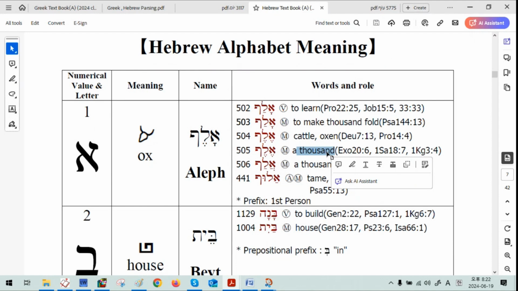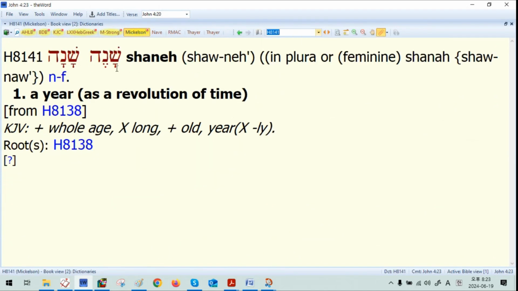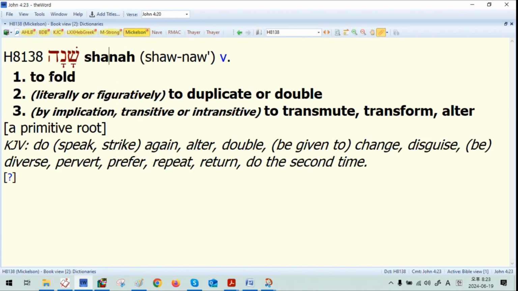Then what does the year mean? Year means the transformation. The year is the Hebrew Strong's number 8141. You see, the shanah is the year. This is a noun feminine, from the verb 8138, shana, which means fold, duplicate, double, transmute, transform, alter, which is called the transformation and alteration. So my personal human nature transforms, alters to become God's nature.